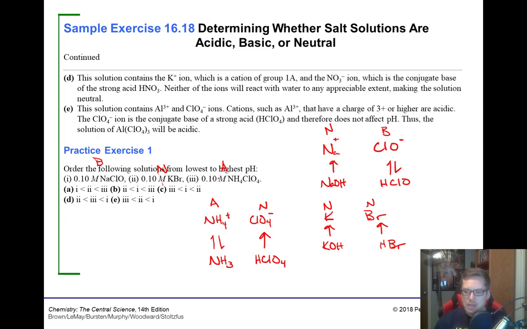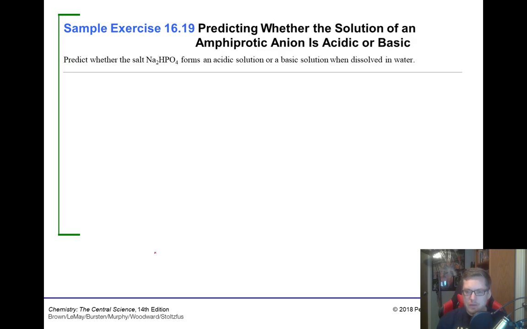So it says from lowest to highest pH. Well, 3 is an acid, so it'd have the lowest pH. Then 2 is neutral, and then 1 is basic, so it'd have to go 3, 2, 1. So our answer would have to be E.